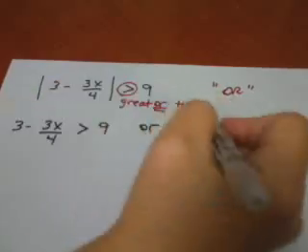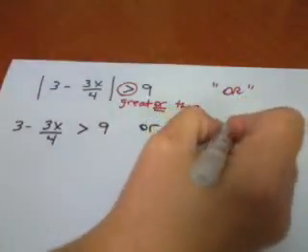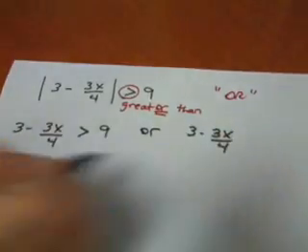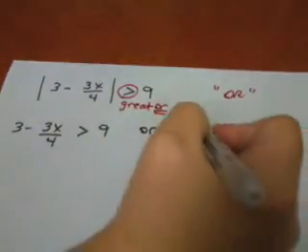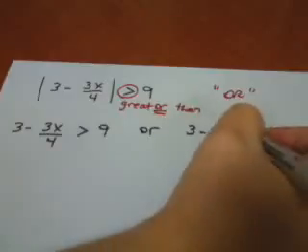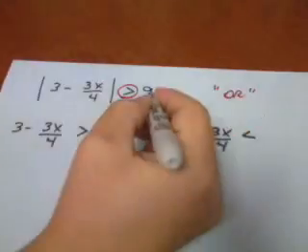To do the next one, again, you copy what's in the absolute value, just drop the absolute value, but then you've got two more steps to do. You must flip the inequality symbol and change the sign of this number.